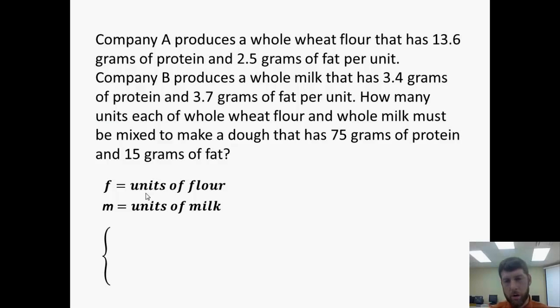Do we see a total anywhere? A first total I see is 75 grams of protein. That's the total protein for the whole dough. That's after we've made the mixture. So we have 75 grams of protein.